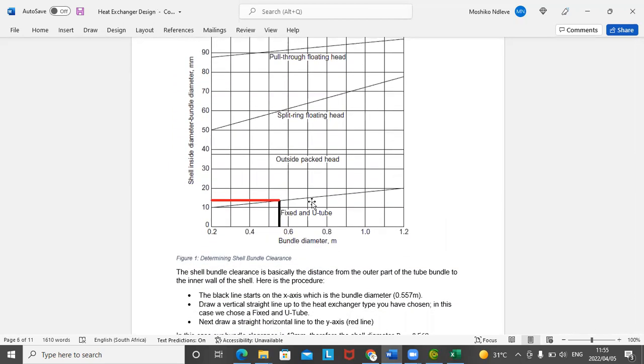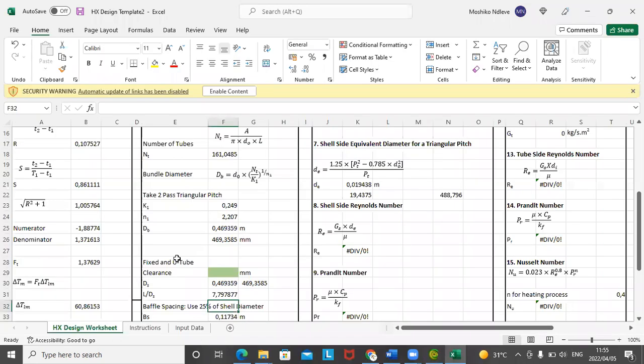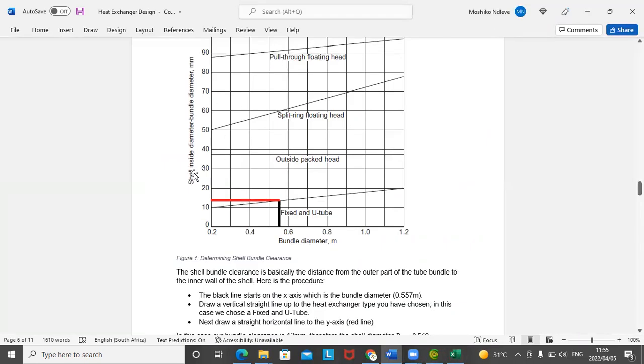Again, this is how you determine your clearance. What you have at the bottom is a table you can get from a design textbook. You have your bundle diameter and you have your shell inside diameter. Now, if we go back, what are we looking for? We're looking for the clearance. So this is your clearance, shell inside diameter to bundle diameter. That is the clearance we're talking about.